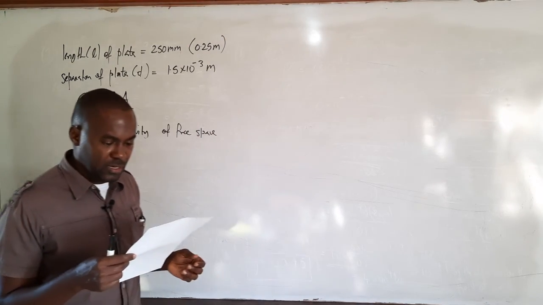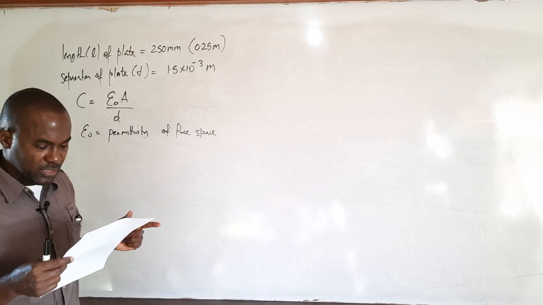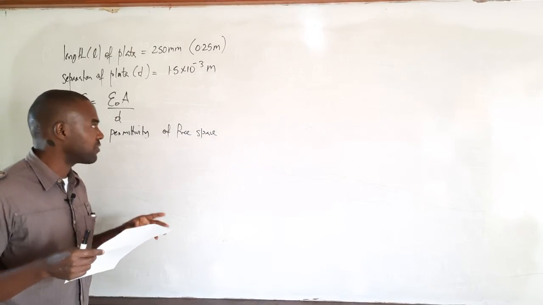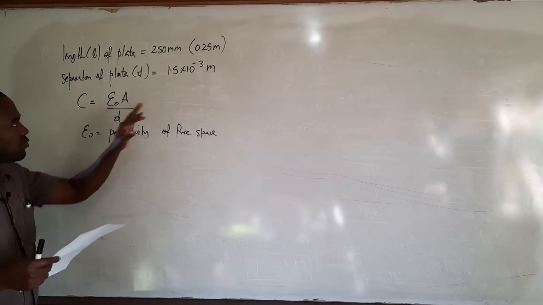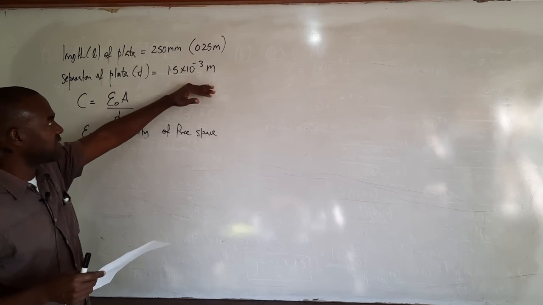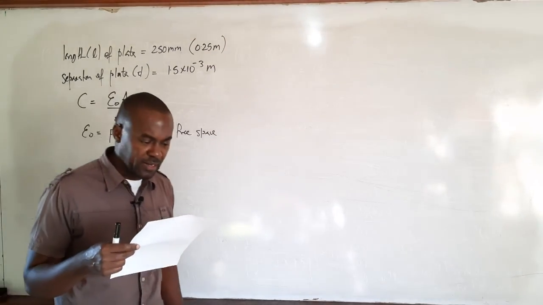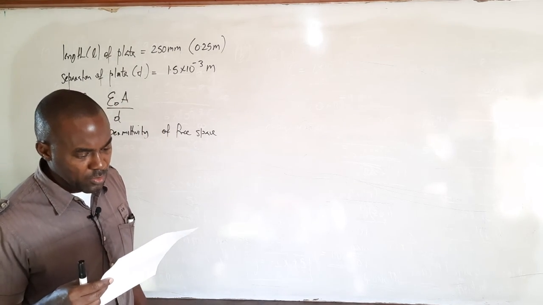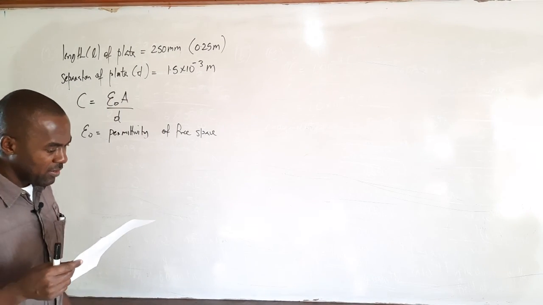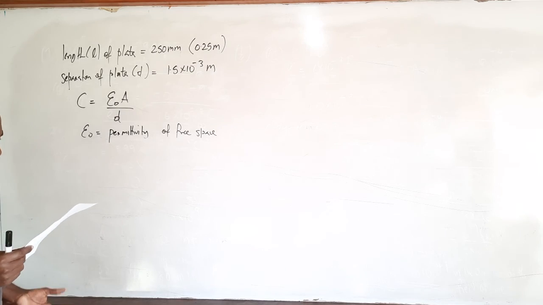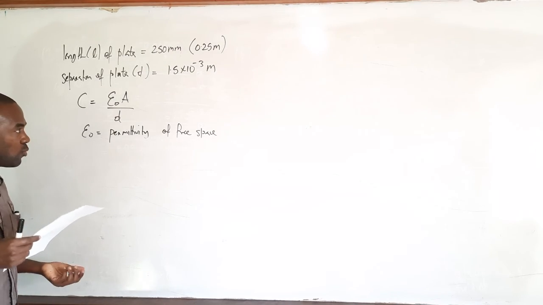And the plates are situated 1.5 millimeters apart. So therefore, the separation of the plates D is 1.5 millimeters, or 1.5 times 10 to the minus 3 meters, right? They want us to calculate the capacitance of this capacitor when the material between the plates is A, air, and when the dielectric of relative permittivity 2.4.